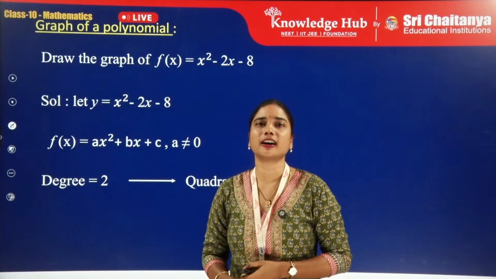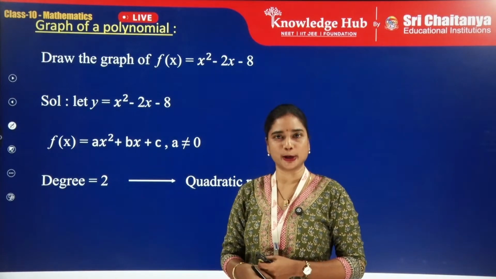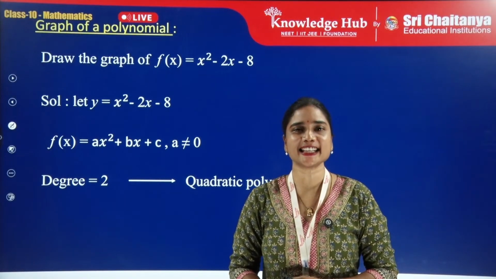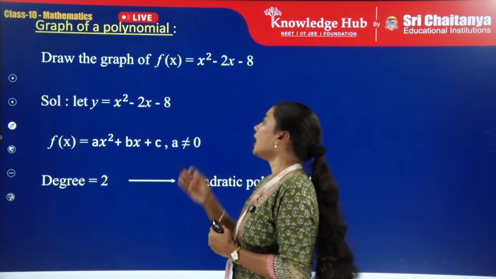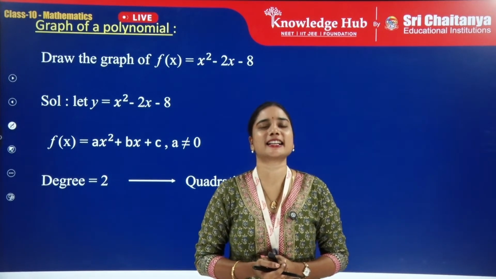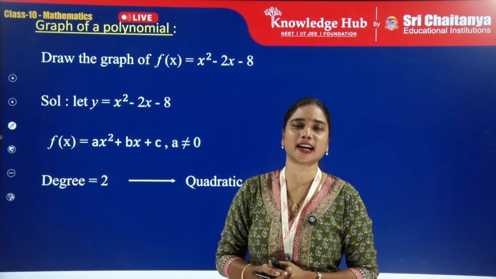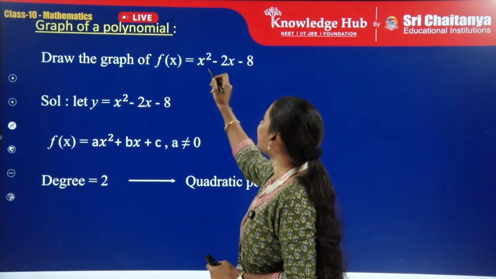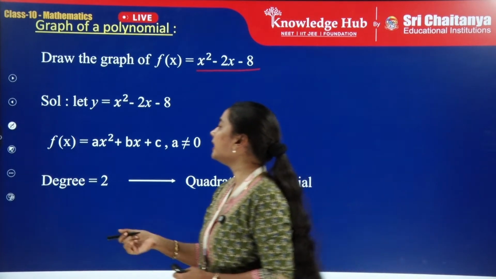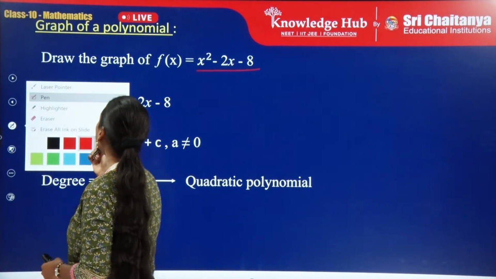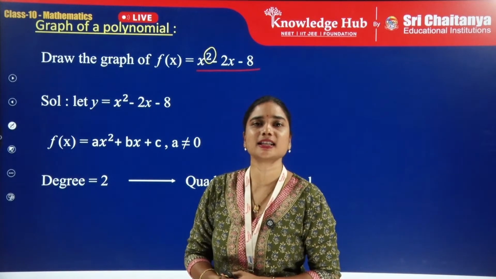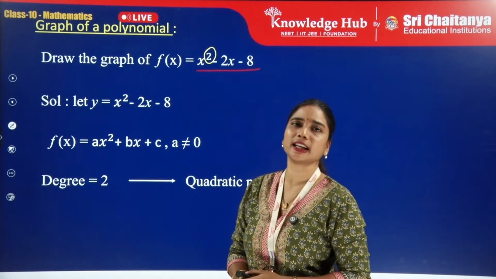So let's go for the graph of a quadratic polynomial. What will be the shape of the graph of a quadratic polynomial? Any guess? Let's see how to draw the graph of a quadratic polynomial. For that, let's consider an example. Here I consider x² - 2x - 8, and here the highest degree of the polynomial is 2. So hence the given polynomial is a quadratic polynomial.